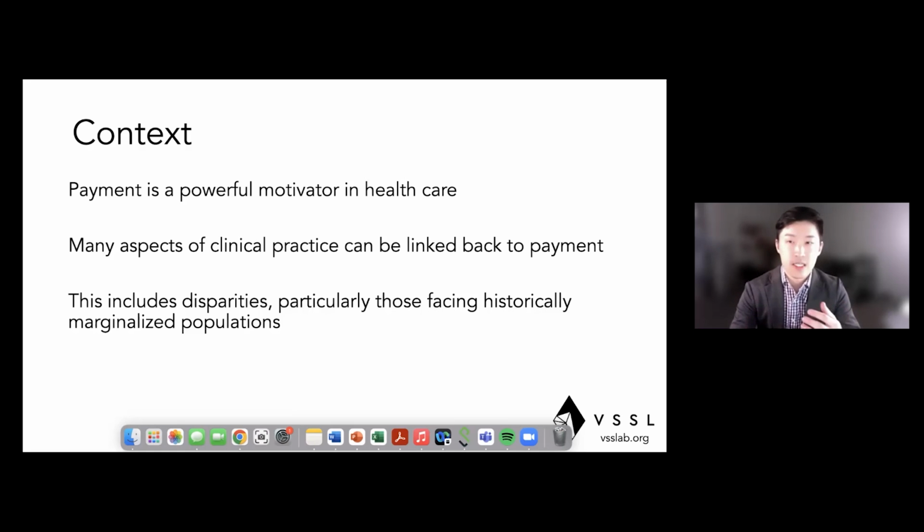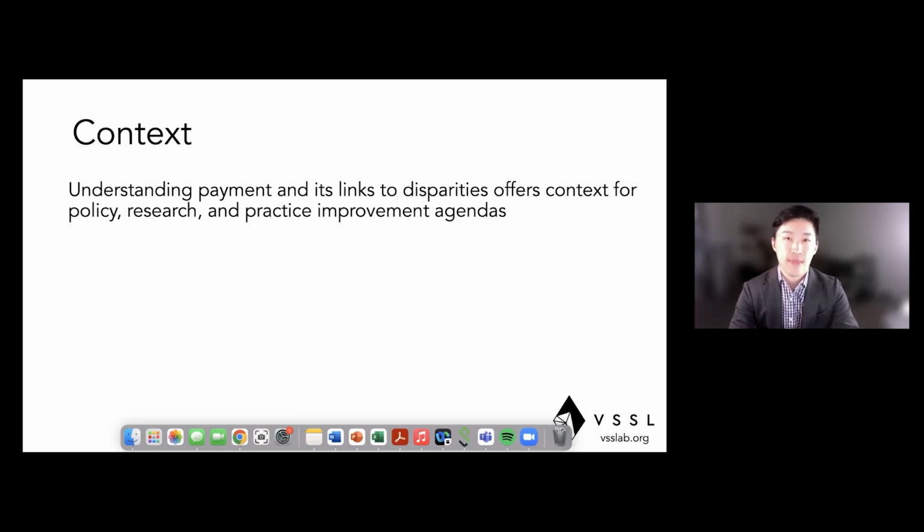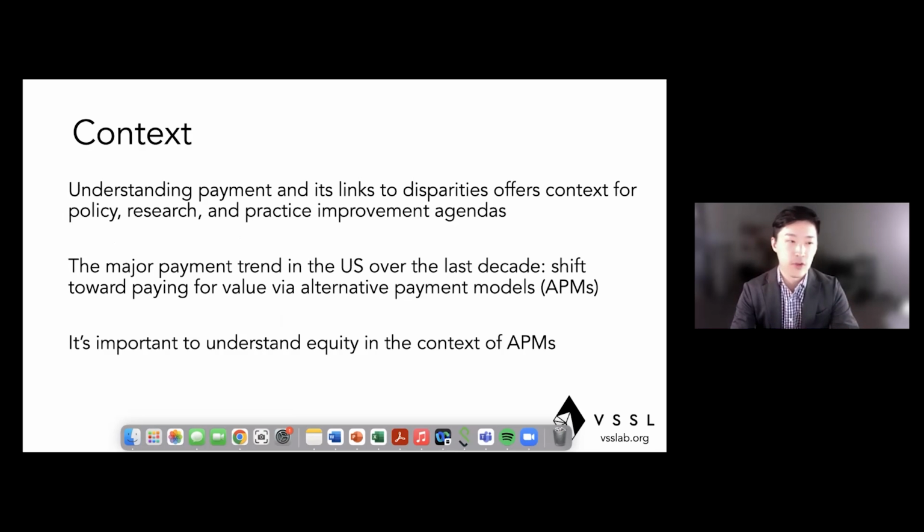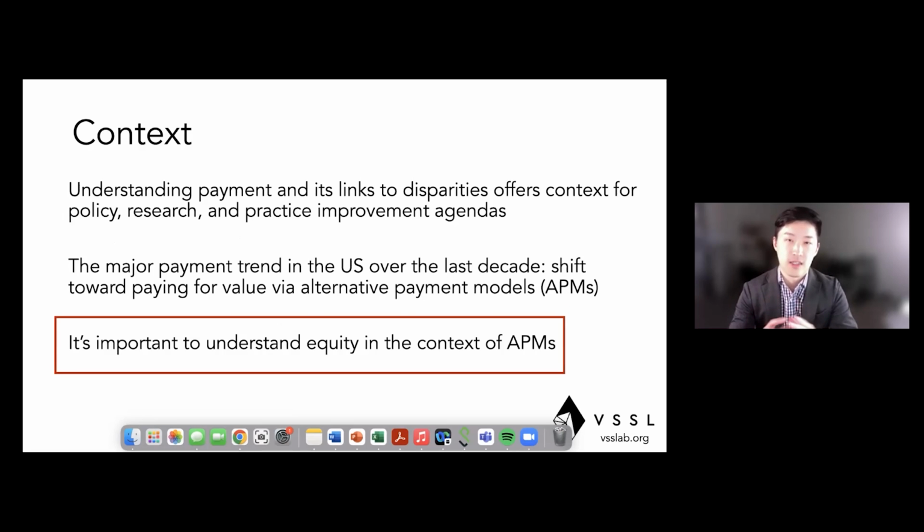And given all these things, I think it's really important to understand payment and how it links to disparities, because doing so offers context for how we go forth and set and enact a policy, research, and practice improvement agenda. Now, the major trend in the US over the last decade with respect to payment has been a shift towards paying for value via APMs, or alternative payment models. And so, pulling all this together, it's important to understand equity in the context of APMs. And that certainly is the motivation that informs my work with colleagues here in this space.